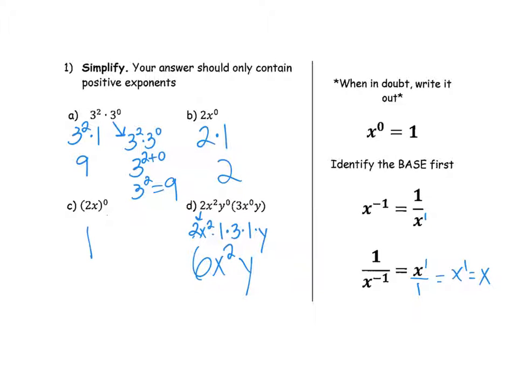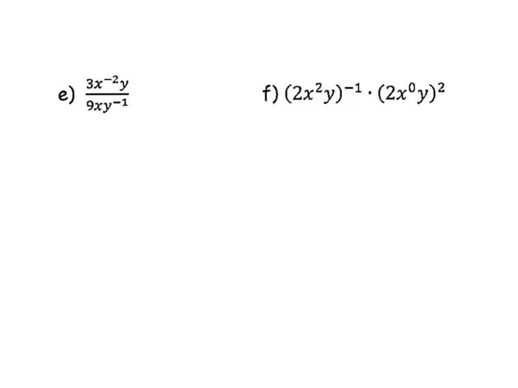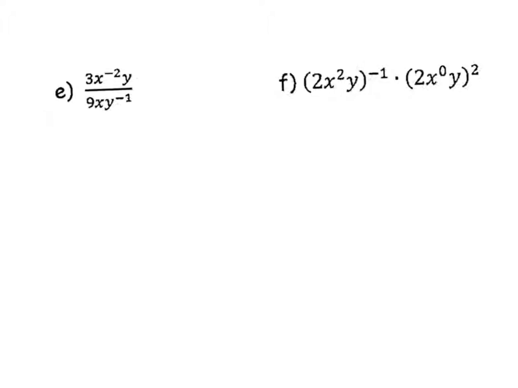All right, I'm going to move on to E and F. Looking at it, you need to move anything that's a negative exponent. So that X to the negative second, where is it going to go? To the bottom.